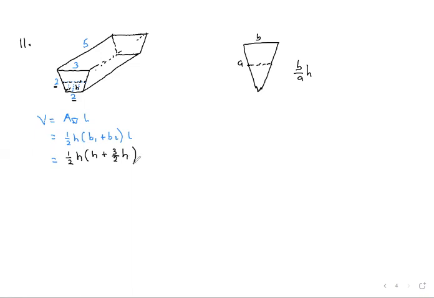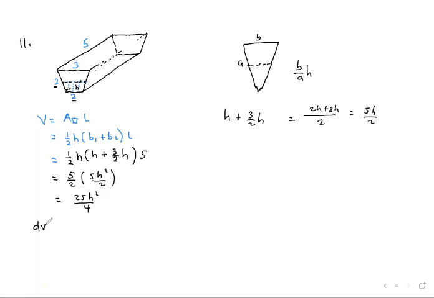So that you multiply by L, but L has been given as 5. So 5 times half, we'll get 5 over 2. And then inside here, we have h plus 3 over 2 h, which is 2h plus 3h, giving us 5h over 2. Now 5h over 2 times h, we'll get 5h squared over 2, which is equal to 25h squared over 4.